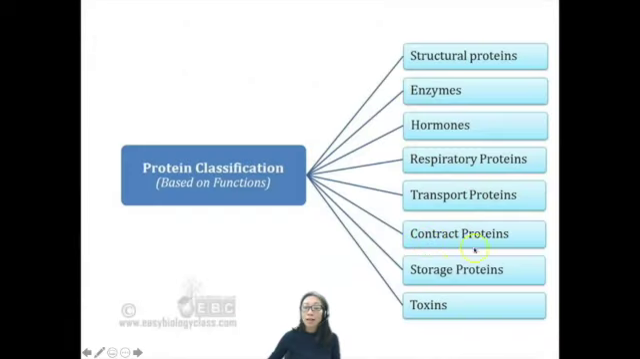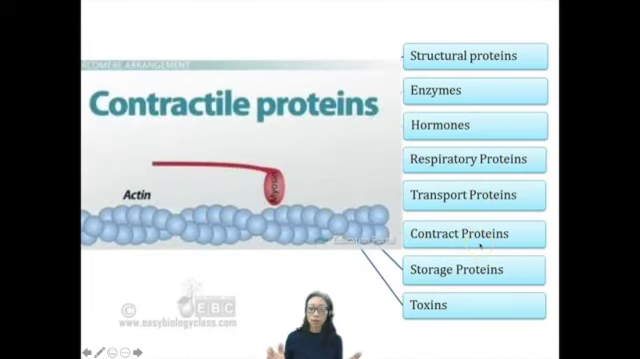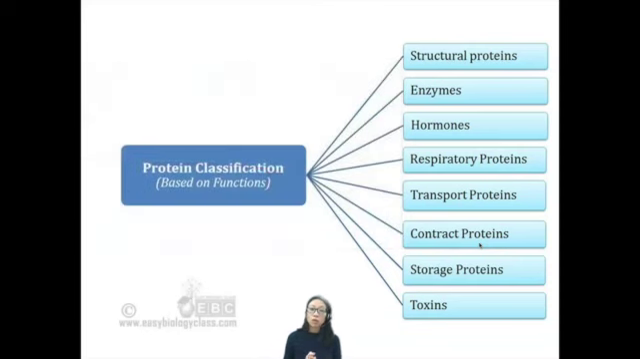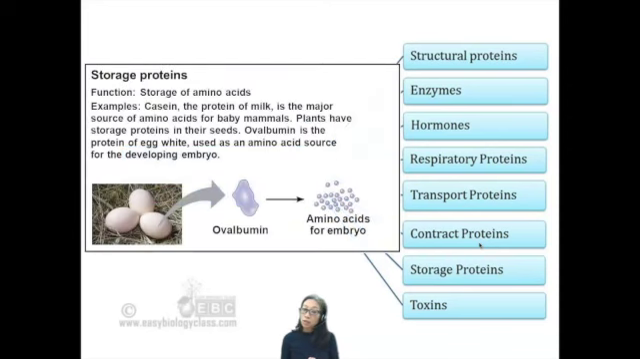Then there's contractile. I know that says contract, but contractile proteins are involved in muscle function. I'll get to these in the next slide, but this is how every muscle in your body works, from two main proteins that interact and allow for muscle function. Then there are storage proteins. One important storage protein is casein that stores protein in milk. And these are proteins that store nutrients in the body.